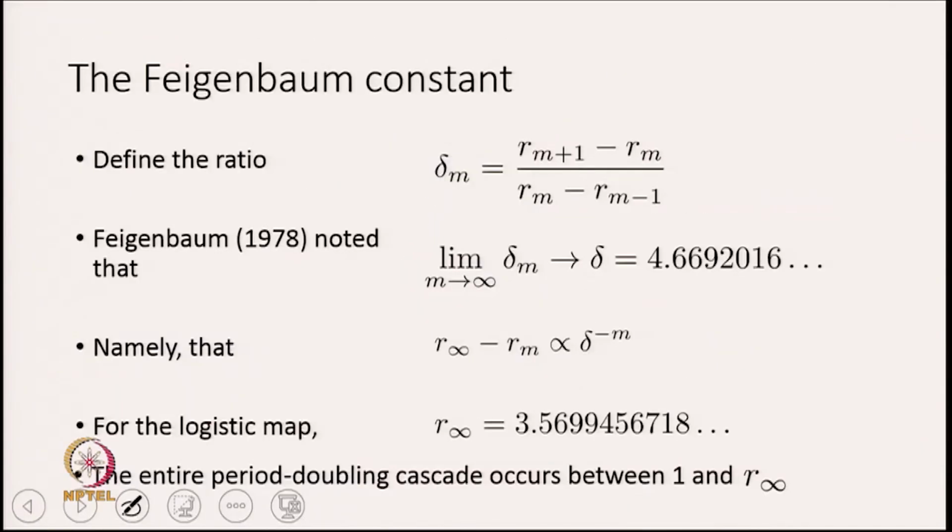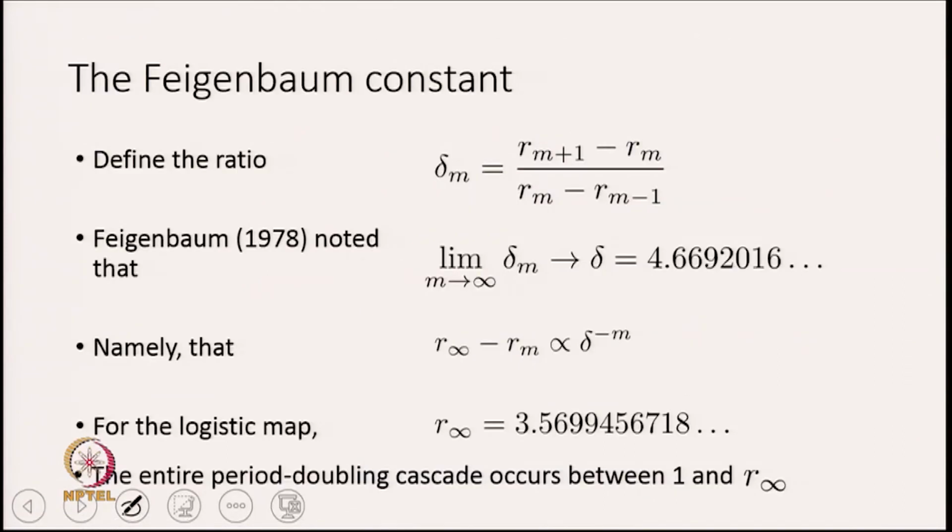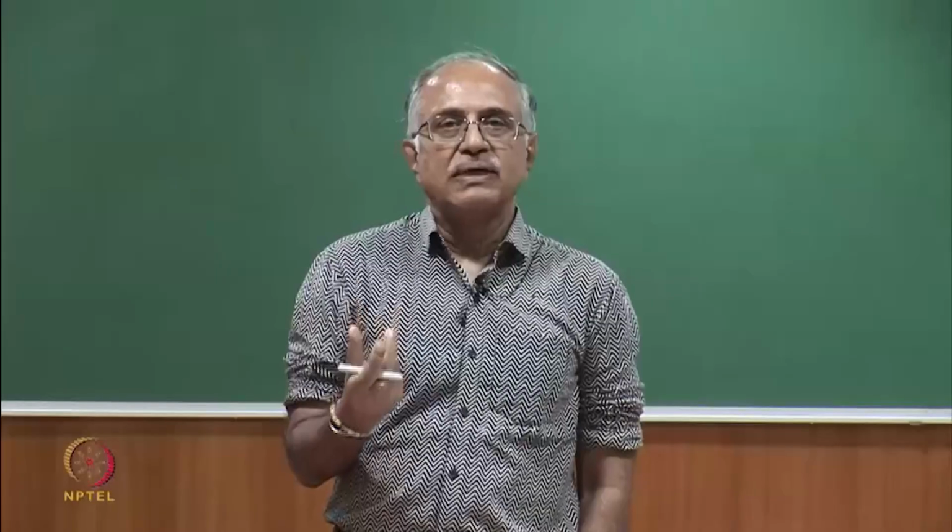But as you can see, the difference between successive members of this sequence, namely the width of the windows of stability, so to speak, is decreasing. This was investigated extensively by Feigenbaum in 1978 and earlier, and he defined this particular ratio, the ratio of the widths of these windows.